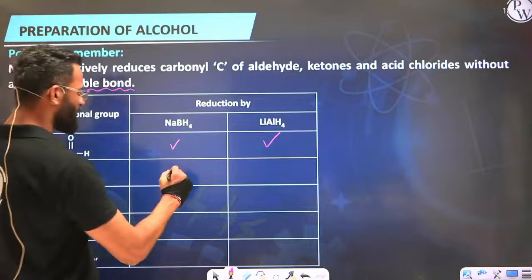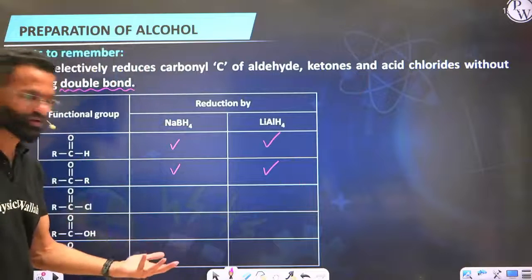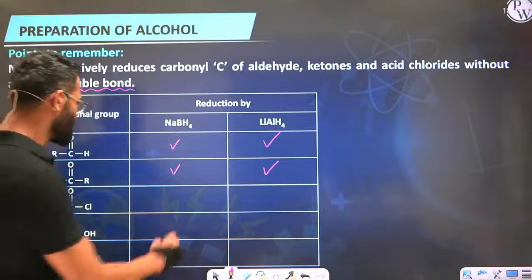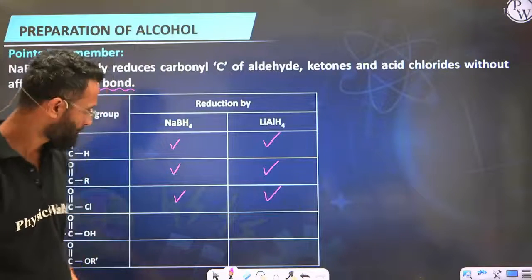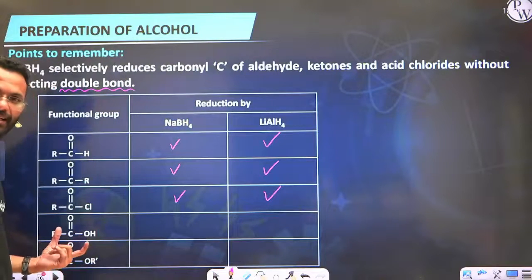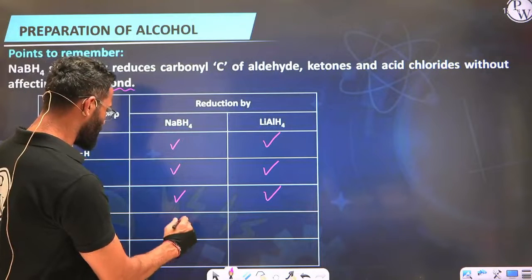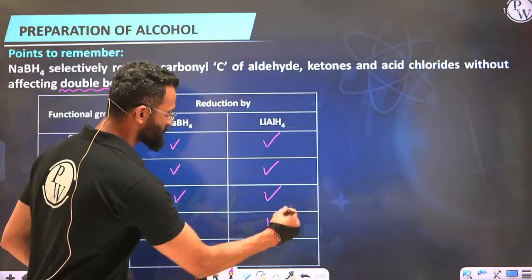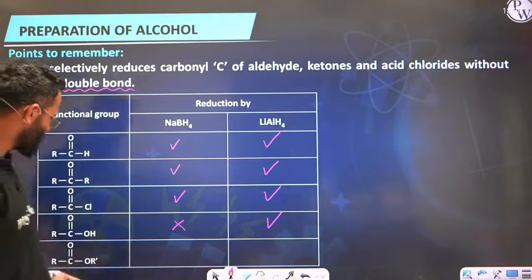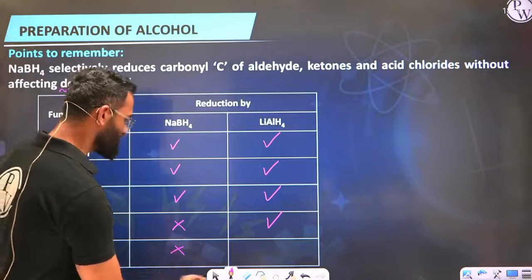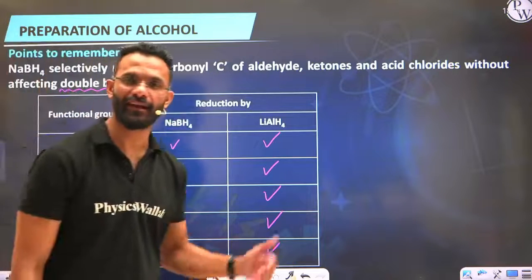Ketones are reduced by SBH. They are also reduced by LiAlH4, which is stronger, of course. Acid chloride is reduced by again SBH as well as lithium aluminium hydride. But when it comes to carboxylic acid, NaBH4 being selective, it is not going to reduce carboxylic acid. LAH being a stronger reducing agent, it will certainly reduce carboxylic acid as well as ester. So ester is not reduced by SBH but reduced by LiAlH4.